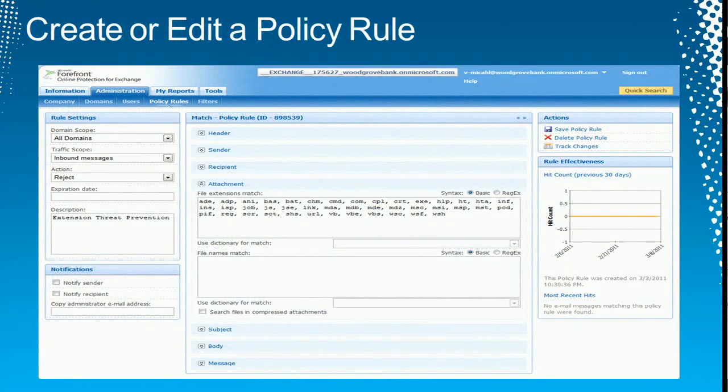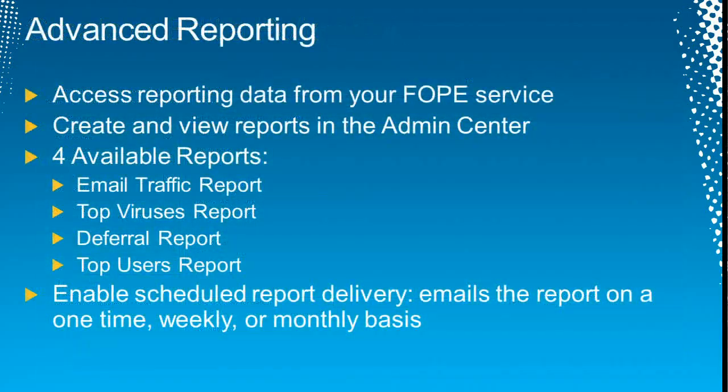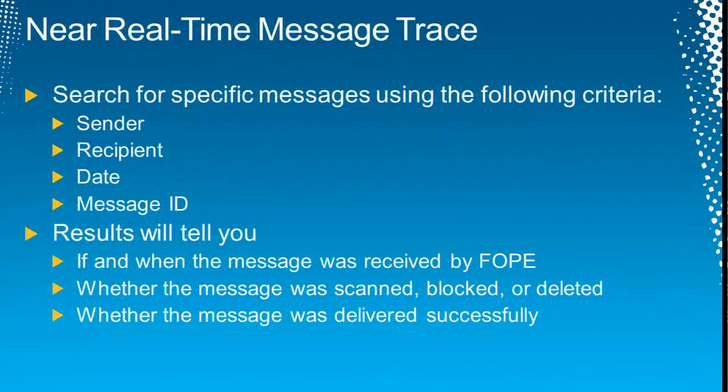File extension is another best practice. We recommend things like exe, VBS, PIF, SCR as some very good candidates to by default put in your policy rules, and just block that. Message trace.